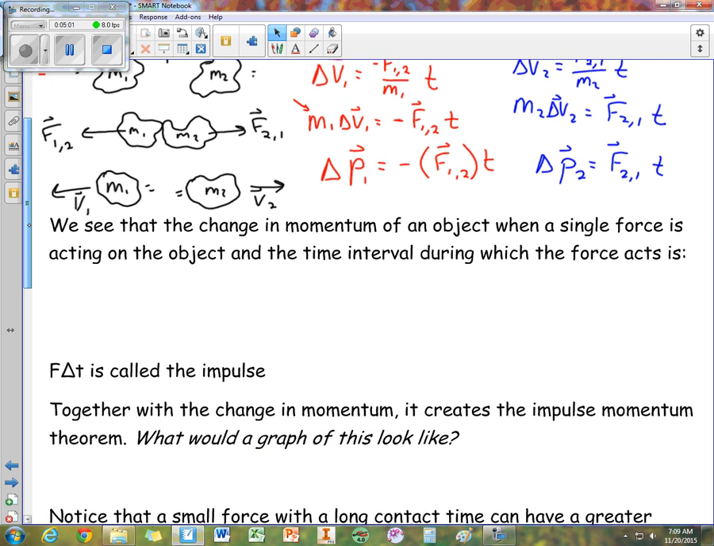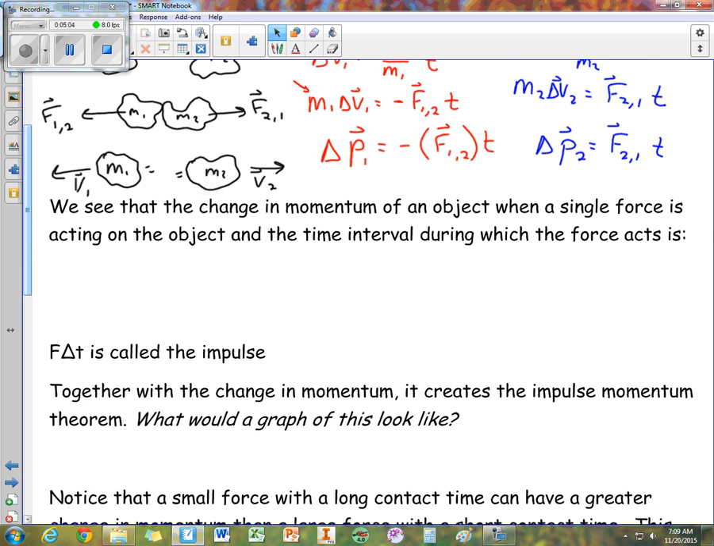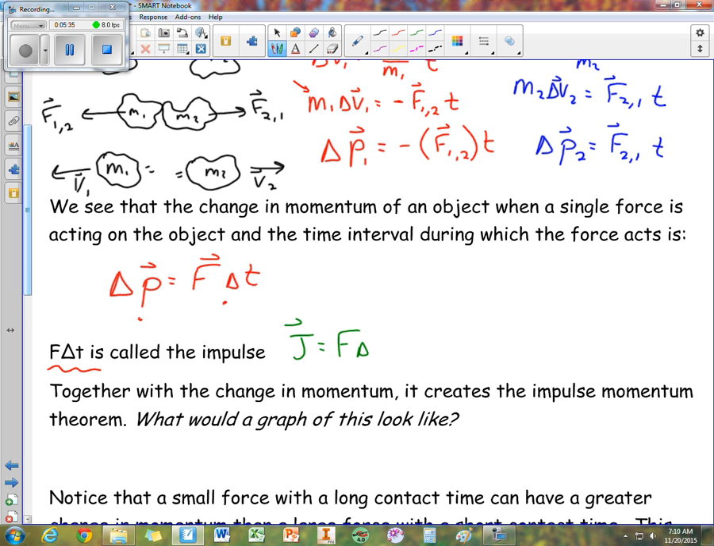This second part, this F times time, F delta t, we call this impulse. So what we have here is delta P equals F delta t, or the impulse momentum theorem. Oftentimes we use the letter J for impulse. So we'll say that J equals F delta t. So this is like our formula just for impulse, by itself.